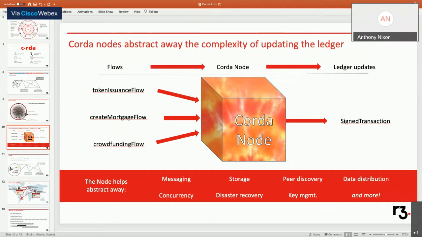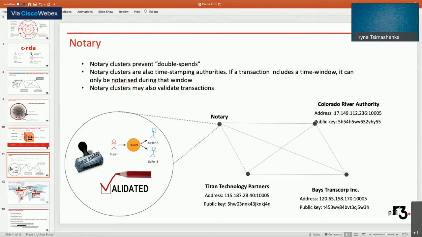So let's look at the notary. One obvious question is, if data is only distributed on the network on a need-to-know basis, how do we prevent double spends? How do we prevent some node transferring some digital asset to one party and then turning around and also transferring it to another party? In Corda, we prevent double spends using notary pools.